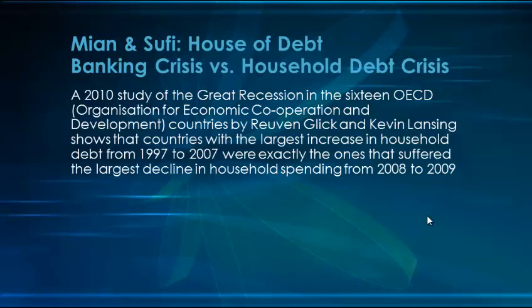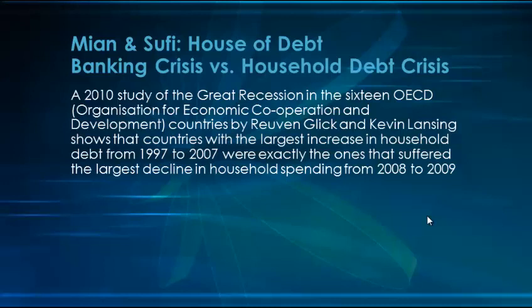So people have been studying these recessions. Basically they find that the Glick and Lansing study in 2010 found that the countries with the largest increase in household debt had the largest decline in aggregate demand after the crisis. And aggregate demand is the source of the recession. So basically the debt is tied to the aggregate demand. This is something that even Keynes missed.